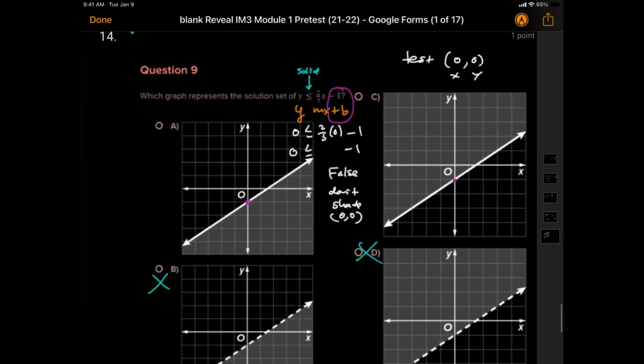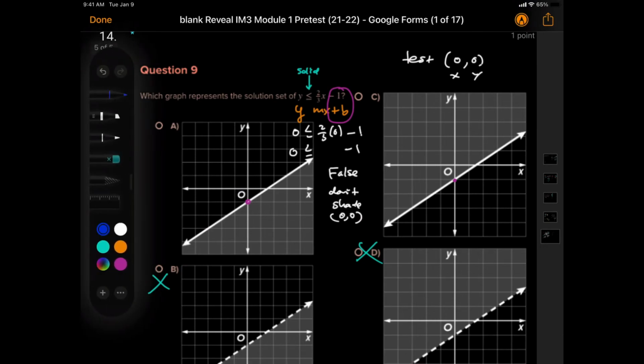Okay, so here is 0, 0. So that area you're not going to shade. You're going to shade everything that's not on that, which would be this side. So choice A would be our answer.